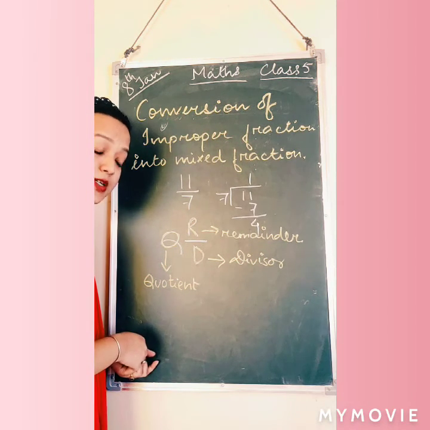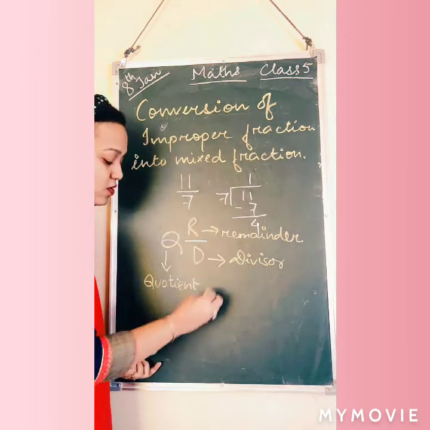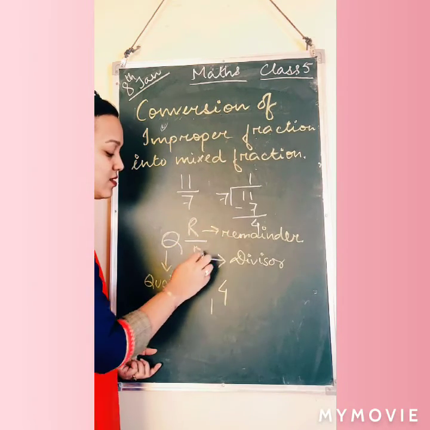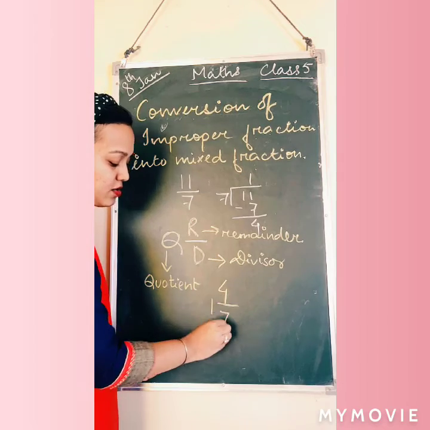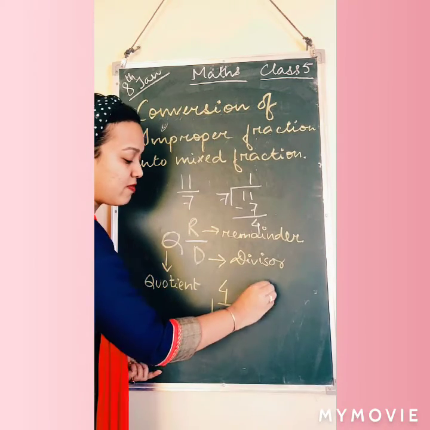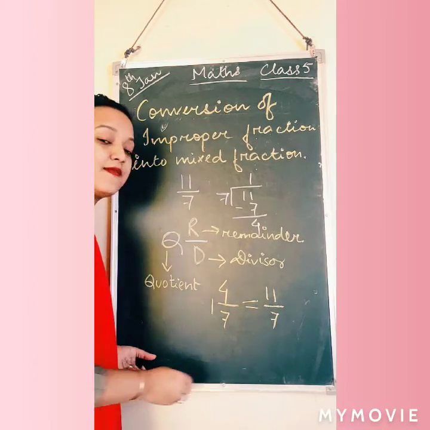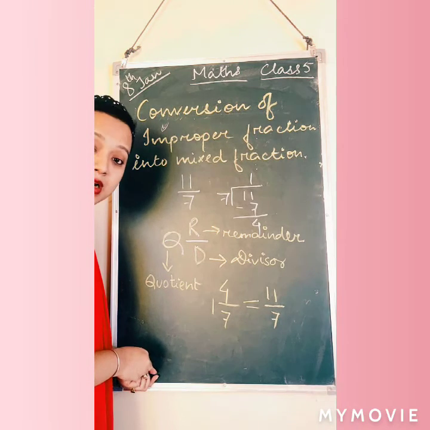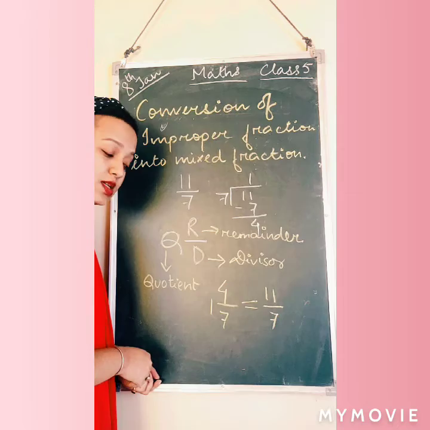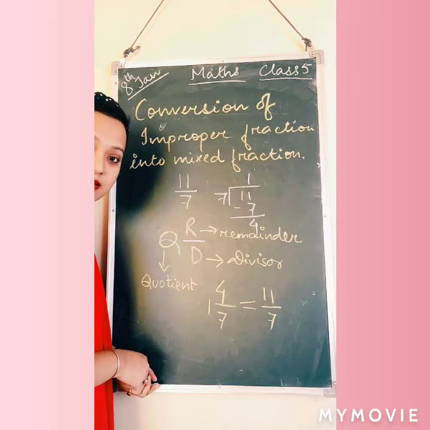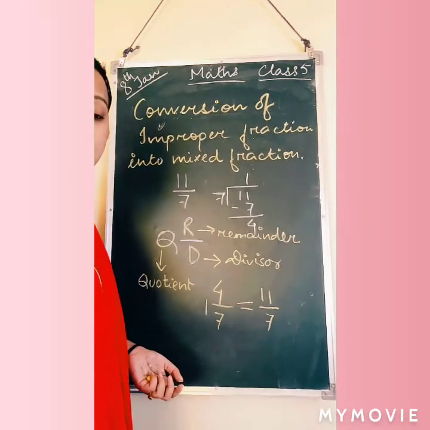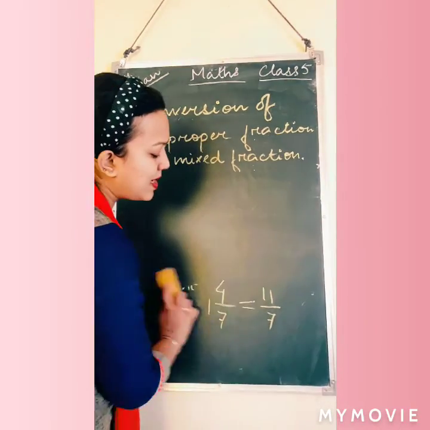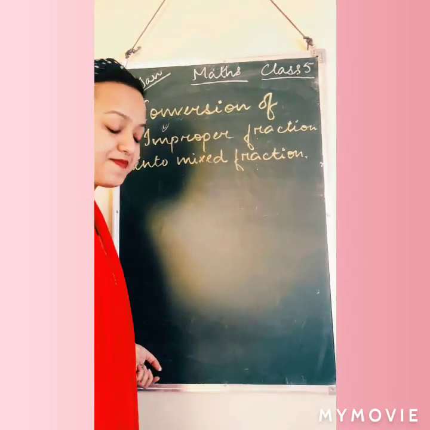My quotient here is 1, my remainder is 4, and my divisor is 7. So 1 4 by 7 is equal to 11 by 7. In this way, you convert an improper fraction into a mixed fraction. This is the way to convert. We will see one more example so that you will be a little more clear.